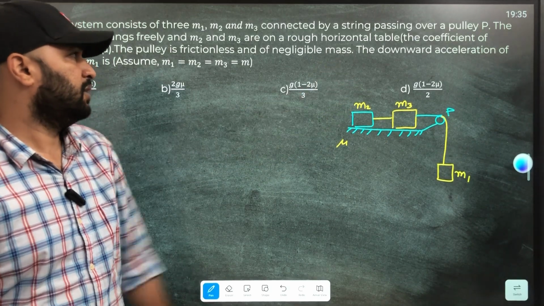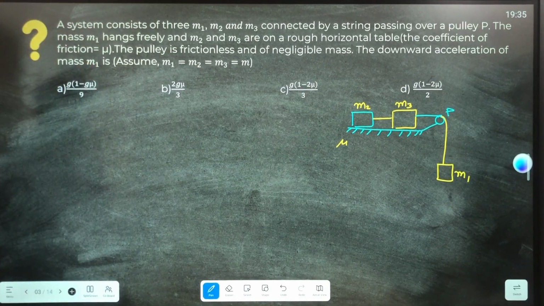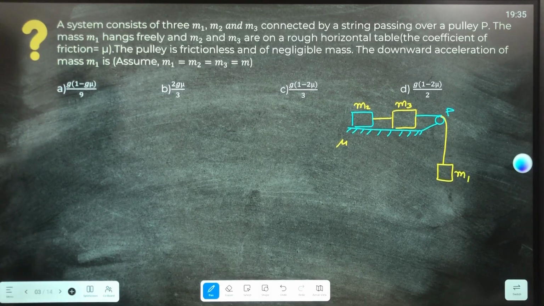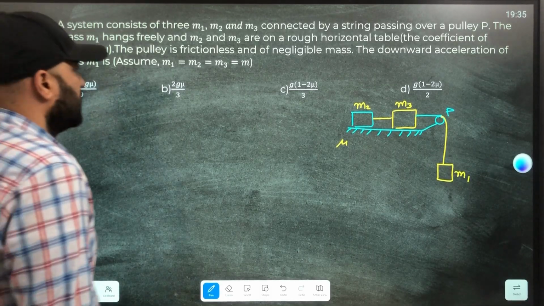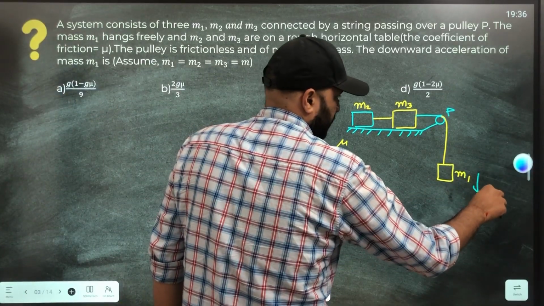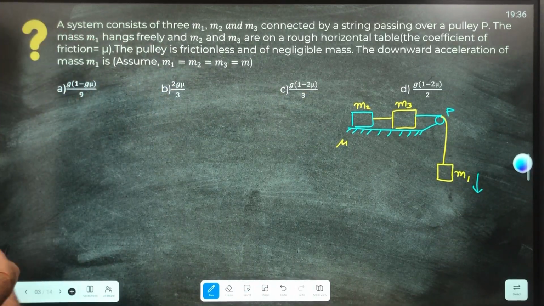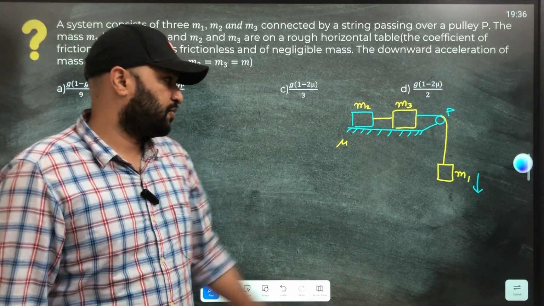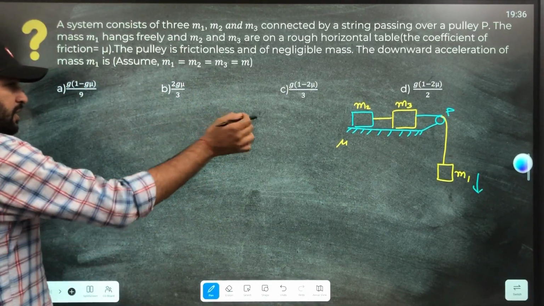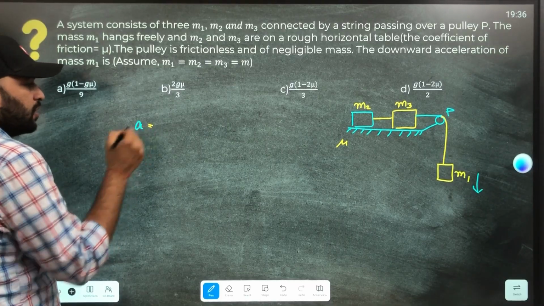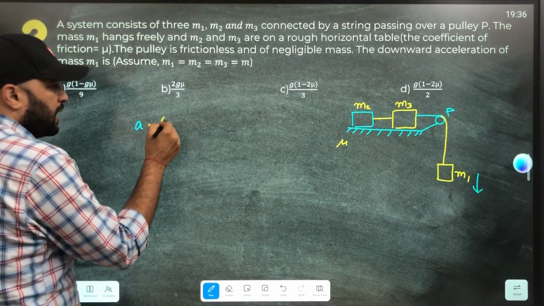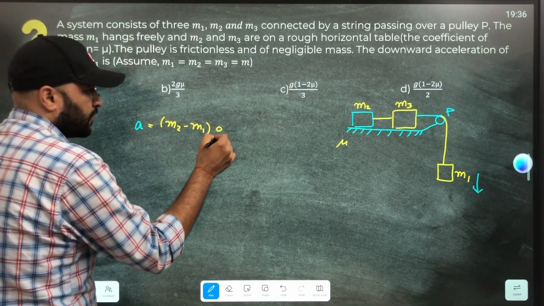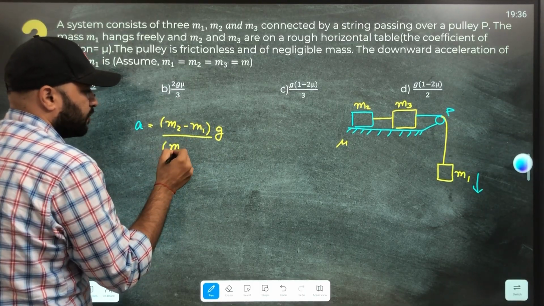a rough horizontal table. The coefficient of friction is mu. The pulley is frictionless, okay, and of negligible mass. The downward acceleration of mass m1 we have to find if all the three are equal. Okay, downward acceleration, be very careful, we have to find our acceleration. In case we have to find the acceleration, let me remind you, without any friction, the acceleration formula was nothing but, it was how much? m2 minus m1, correct, into g whole divided by m2 plus m1.